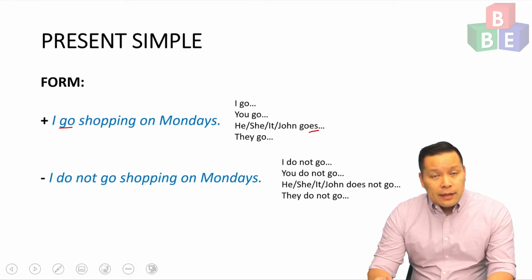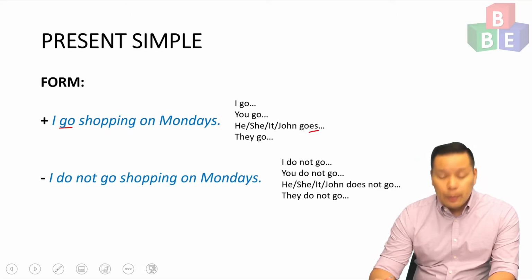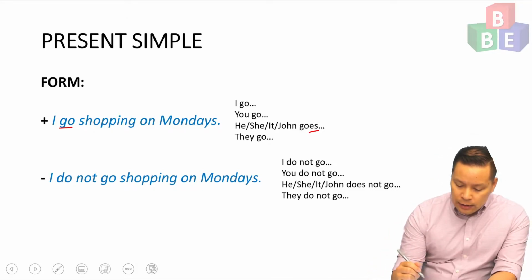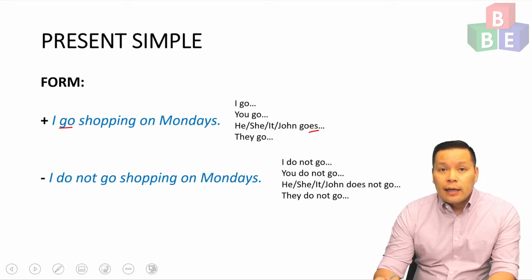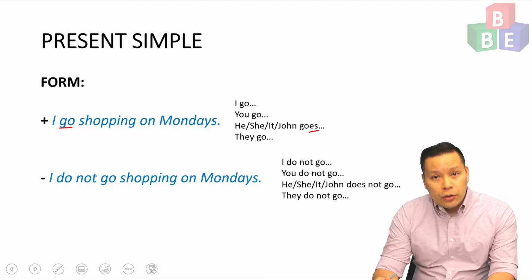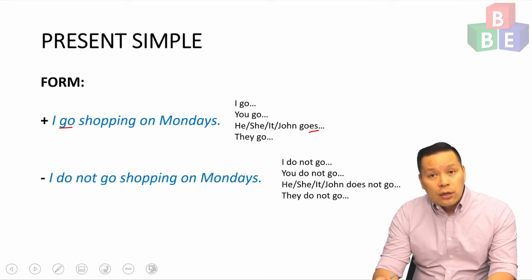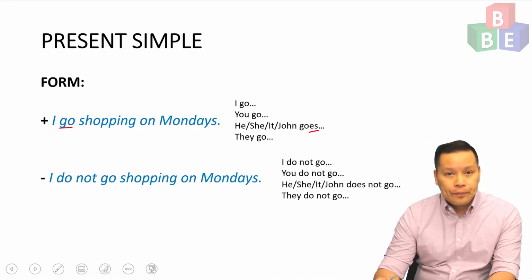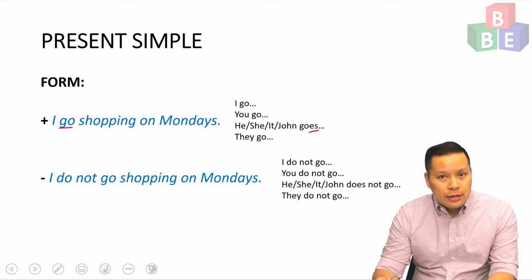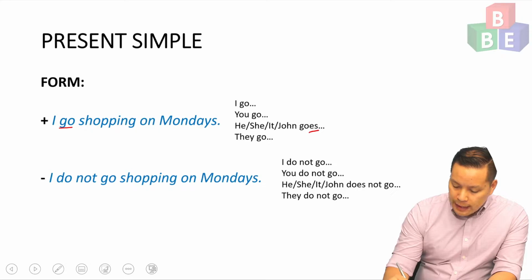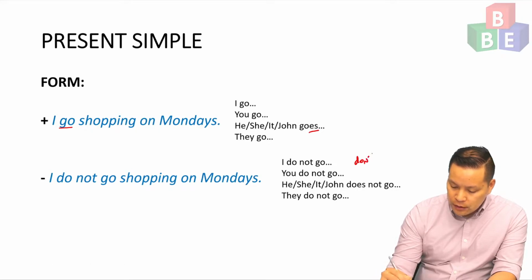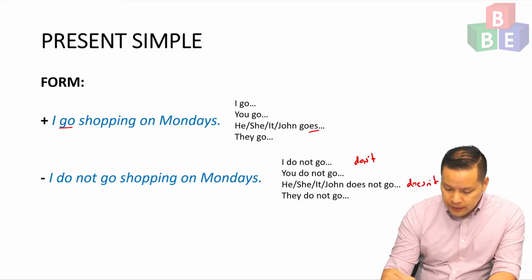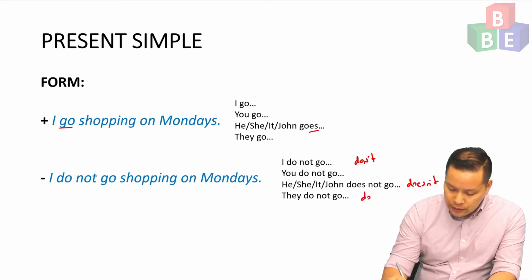In the negative, I do not go shopping on Mondays. With other pronouns, I do not go, you do not go, he, she, it, John does not go, and they do not go. Don't forget the contractions. So we can say don't for do not, doesn't for does not, and don't for do not again.